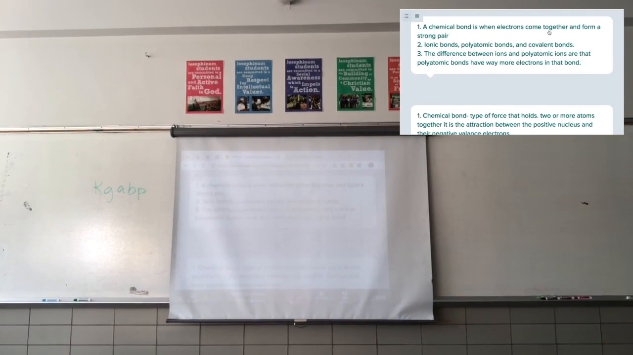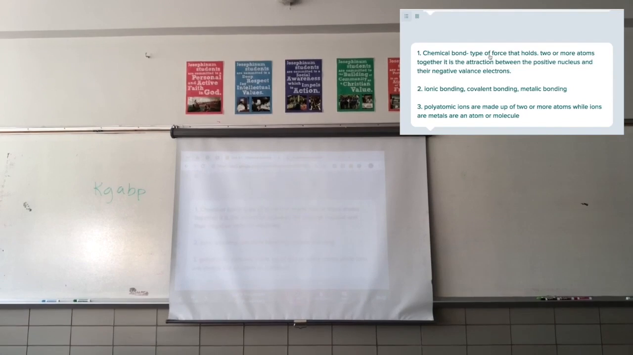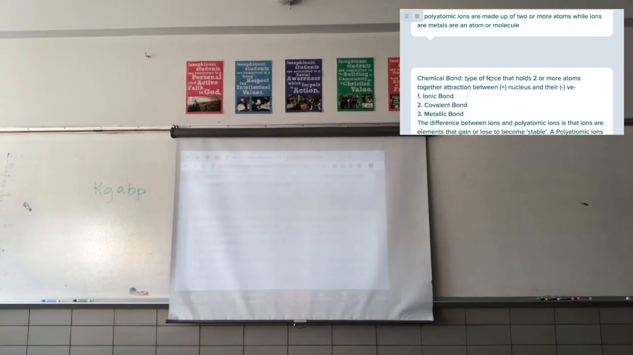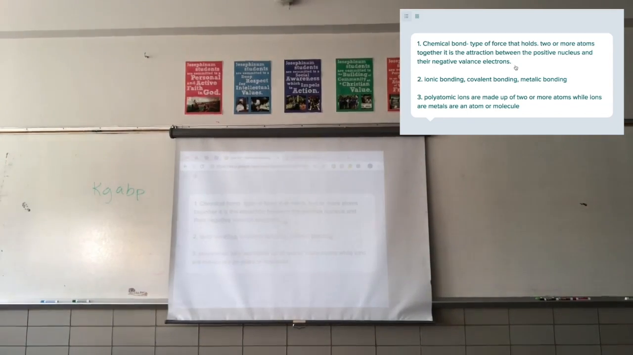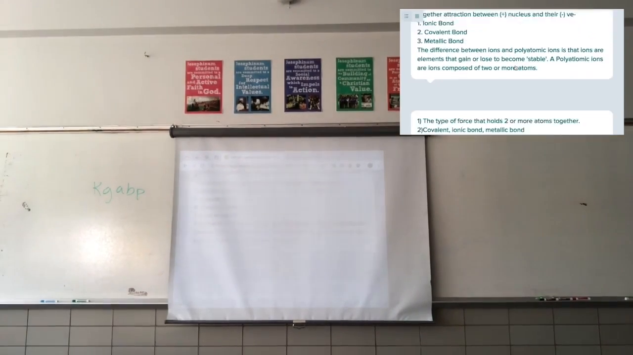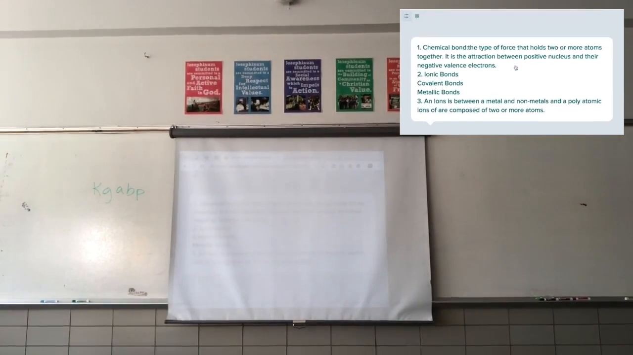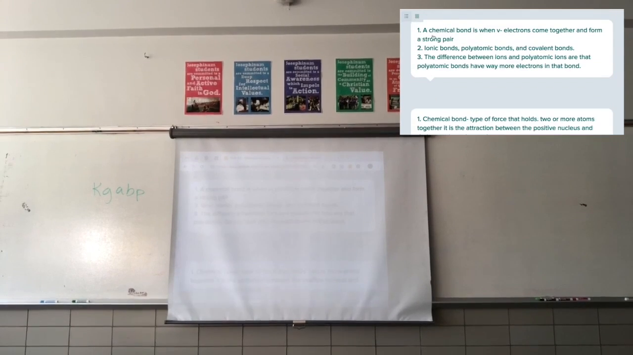Chemical bond is when electrons come together and form a strong pair. Good. A type of force that holds 2 or more atoms together. Good. An attraction between positive nucleus and negative valence electrons. Perfect. I love that this person included that it's the valence electrons that are involved in a chemical bond. If you don't have that in your notes, that valence electrons are the ones involved in the bonds, make sure you write that down, okay? Yep, a force that holds 2 or more atoms together. Good.